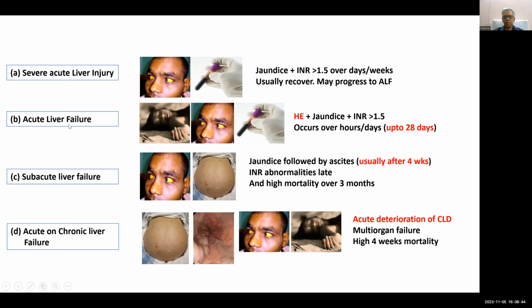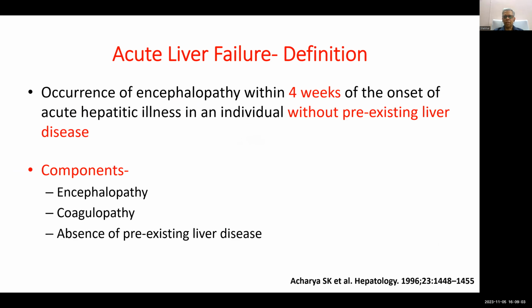So in the first two, we are talking about an underlying normal liver. In acute on chronic liver failure, we're talking about an underlying cirrhosis, and then superimposed on that, an acute insult occurs, and this patient gets decompensation with jaundice, ascites. This is what we call acute on chronic liver failure. To reiterate, acute liver failure is defined as occurrence of encephalopathy within 4 weeks of onset of an acute hepatic illness in an individual without underlying pre-existing liver disease. Because if there is an underlying pre-existing liver disease, you're going to label this patient as acute on chronic liver failure. So the components include encephalopathy, coagulopathy, and most importantly, absence of an underlying pre-existing liver disease.